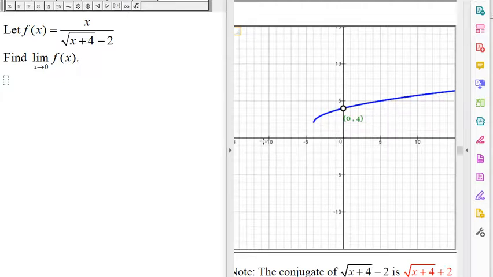And this is the left side of 0. This is the right side of 0. So we're approaching 0 from the left side. Then we see that y approaches 4. And then we start from the right side of 0 and get closer and closer to 0. Then we see that y also approaches 4. So graphically, we see that the limit of f of x as x approaches 0 will be 4.